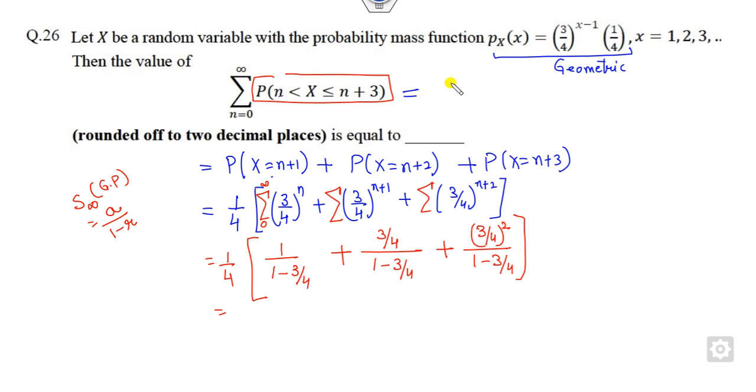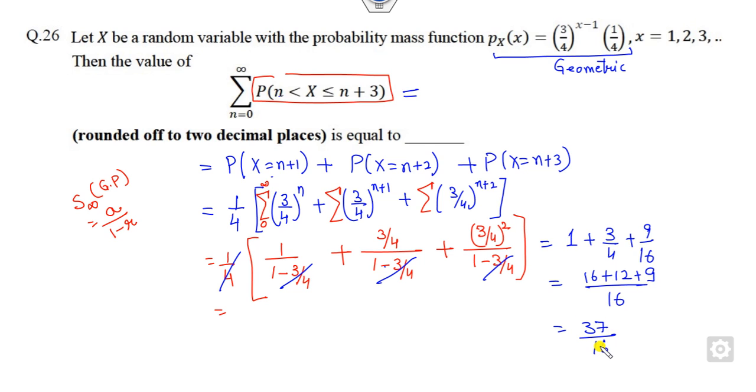So 1 minus 3 by 4 is 1 by 4. If you take it common, it will be cancelled out. So the answer is 1 plus 3 by 4 plus 9 by 16. If you take 16 as LCM, it is 16 plus 12 plus 9, so the answer is 37 upon 16.